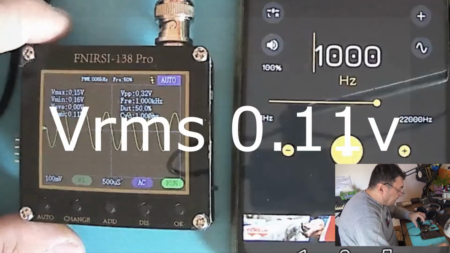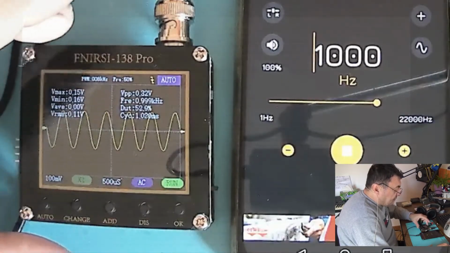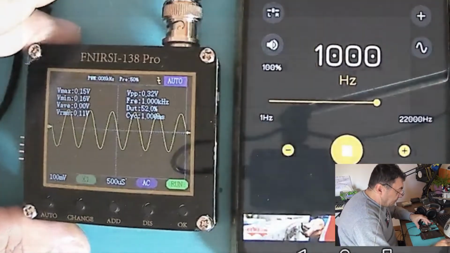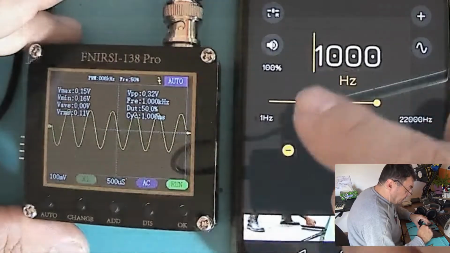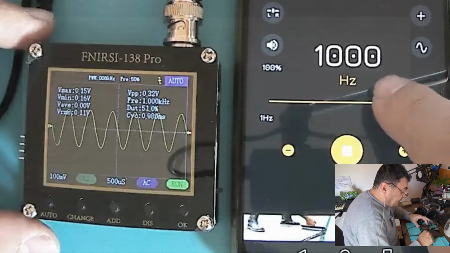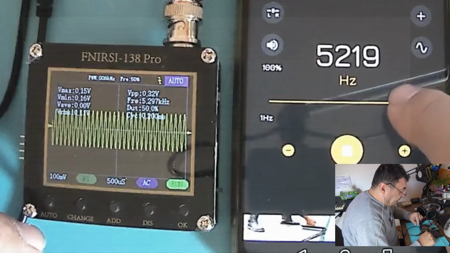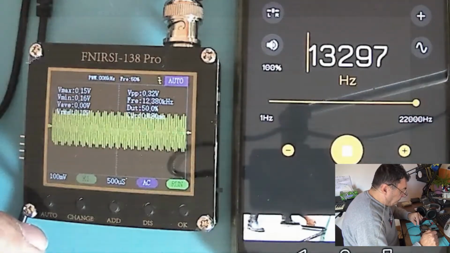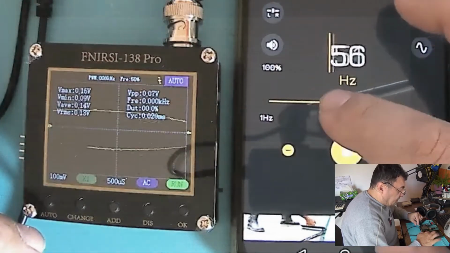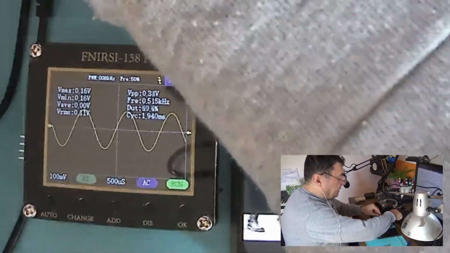So we have an RMS of 0.11. I needed 10 times more voltage to really drive an amplifier. So this is the level from my phone. I can't take it higher, I can't do anything about it. Let's try another frequency. Let's try 5. Same story. Let's try 13. Exactly the same. 100 Hertz. Absolutely the same. So on 600 ohms, this is how much I can get.